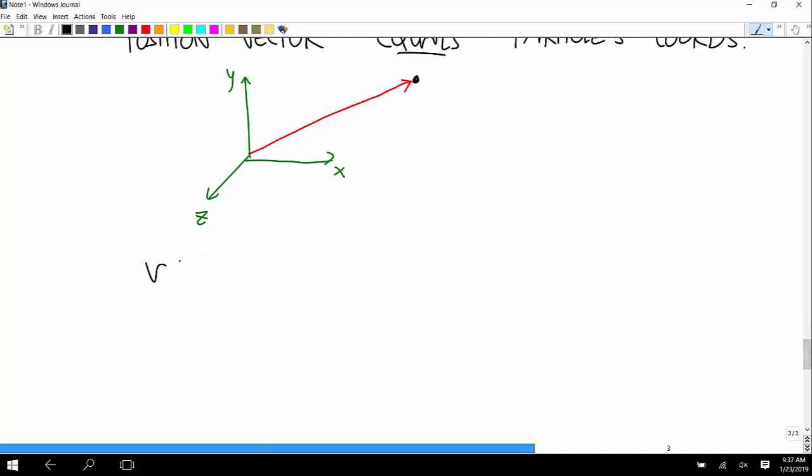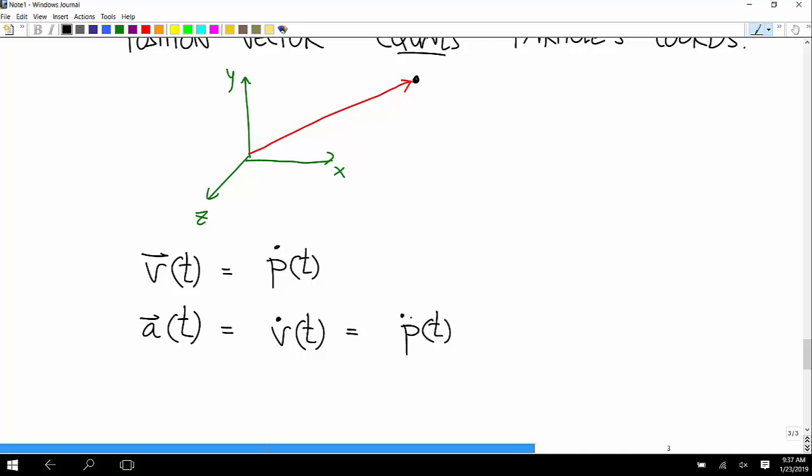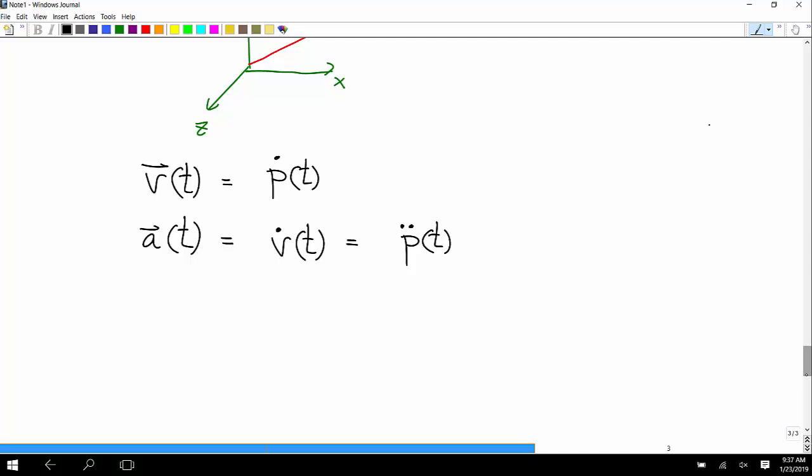Then the velocity vector is the time derivative of the position, and the acceleration vector is the time derivative of the velocity, and that means that it's the second time derivative of the position. And if you don't remember anything else from this class besides this, you get an F. But still, this is the most important thing.